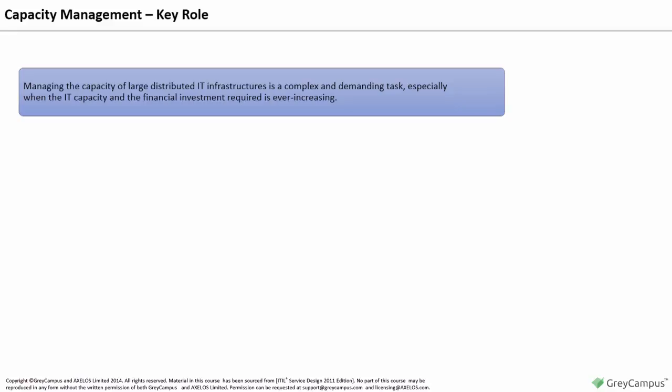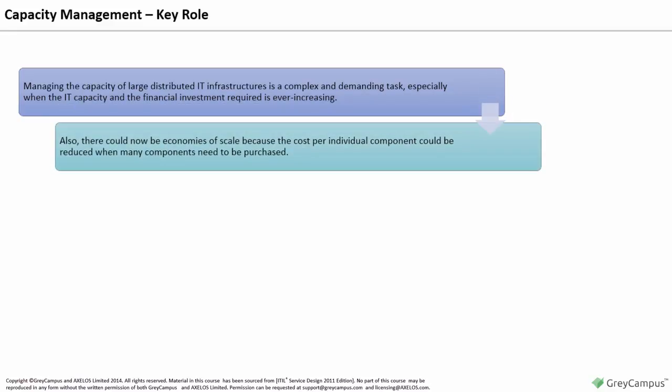While the cost of the upgrade to an individual component in a distributed environment is usually less than the upgrade to a component in a mainframe environment, there are often many more components in the distributed environment that need to be upgraded. Also, there could now be economies of scale because the cost per individual component could be reduced when many components need to be purchased.